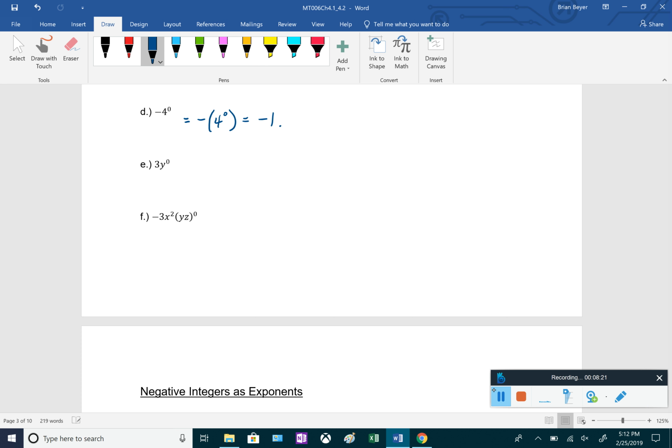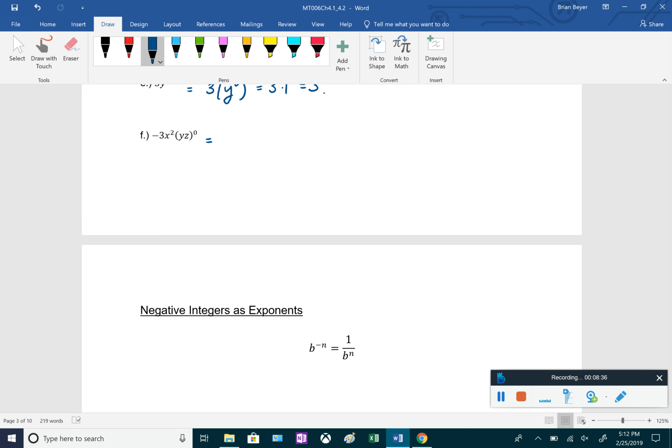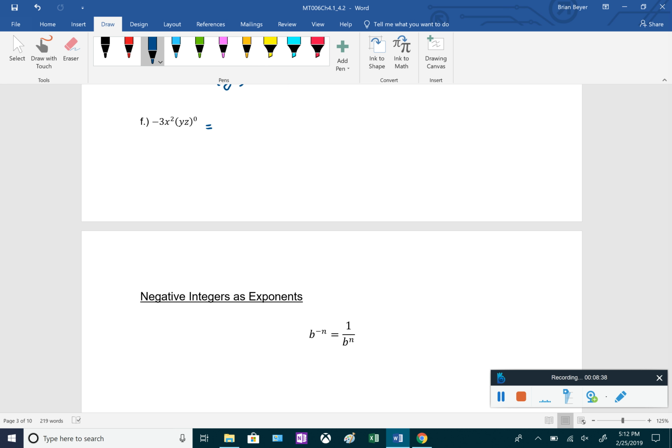Same idea with this next one. We have 3y to the 0. Only the y has the exponent of 0. So this is 3 times y to the 0. So that's 3 times 1, so it's 3. Next one, negative 3x squared, y times z to the 0. The only thing being raised to the 0 is y times z. So this is going to be negative 3x squared times 1, which is negative 3x squared.